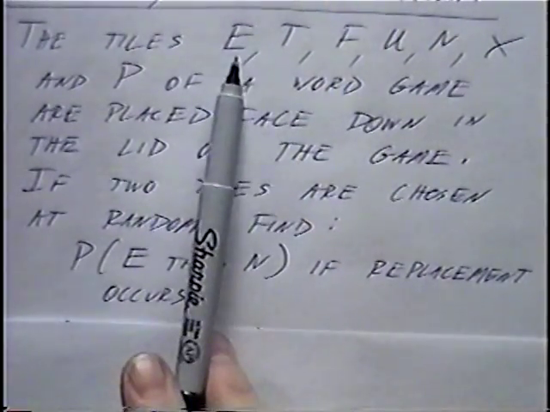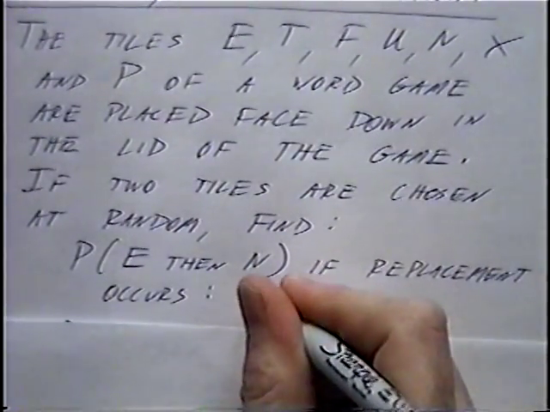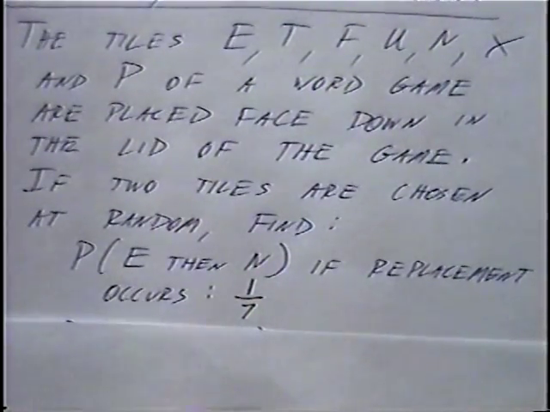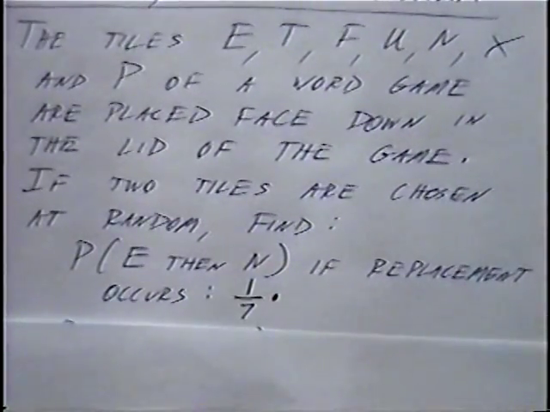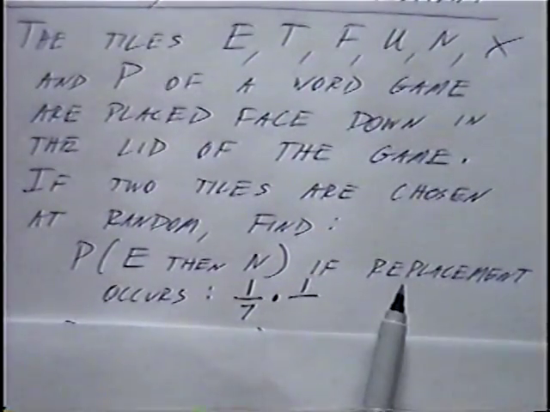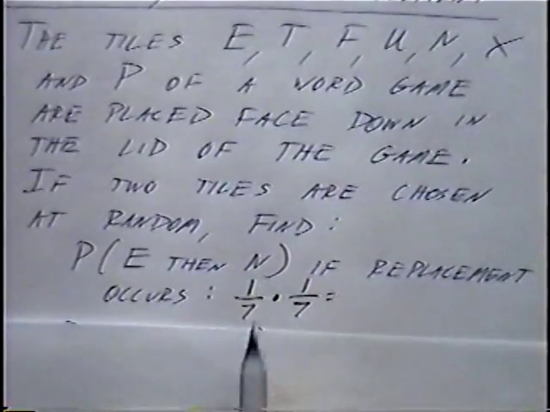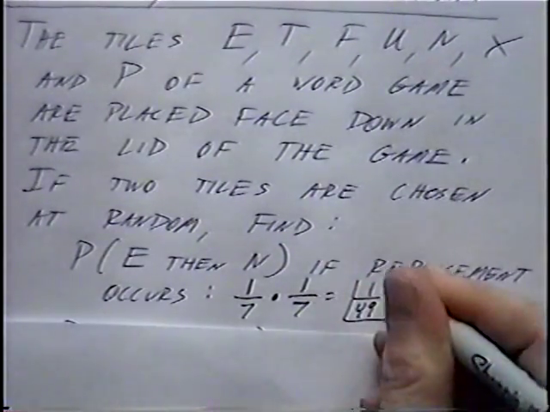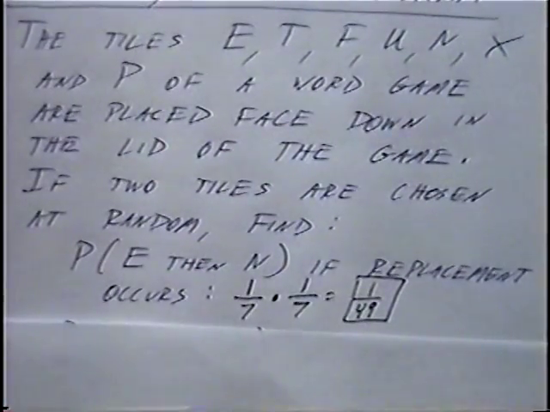Looking at the letters given, we have E, T, F, U, N, X, and P. There is a single E over 7 total tiles, so we have a probability of 1 over 7 for drawing an E, multiplied by the second probability of drawing an N. There's a single N. After we draw the E, it is replaced back in the box, so there's still 7 possible letters, so there's a 1 out of 7 chance of getting an N. Multiplying across, our final probability would be 1 over 49, which is the probability of drawing an E followed by an N.